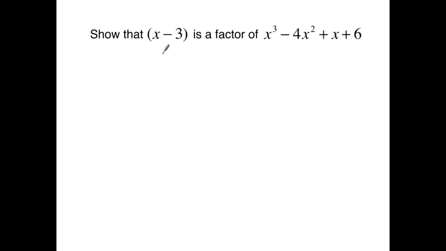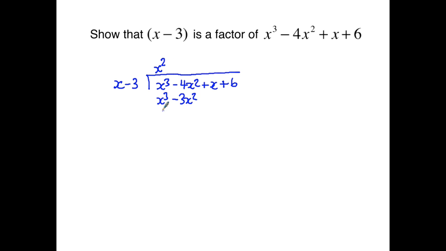Another way of showing that x minus 3 is a factor is by division. So I'm going to divide this cubic by x minus 3. So set it up. And then we'll begin by dividing x into the first power of x in the cubic. So x cubed divided by x will give us x squared. Then we'll multiply it back. x squared times x is x cubed. And x squared times minus 3 is minus 3x squared.